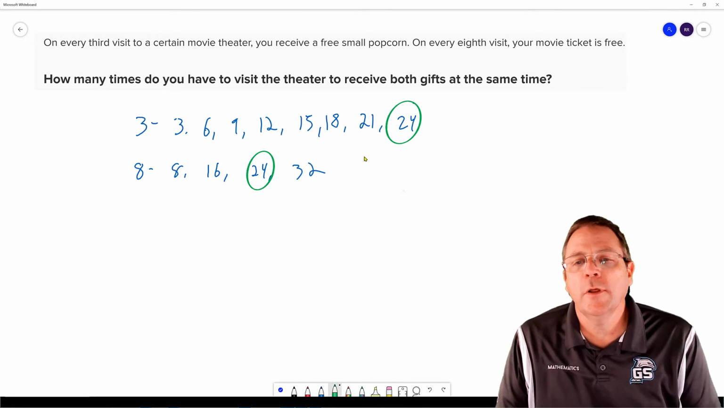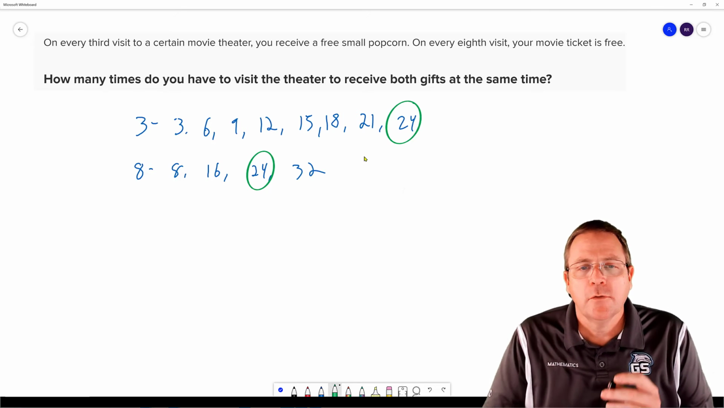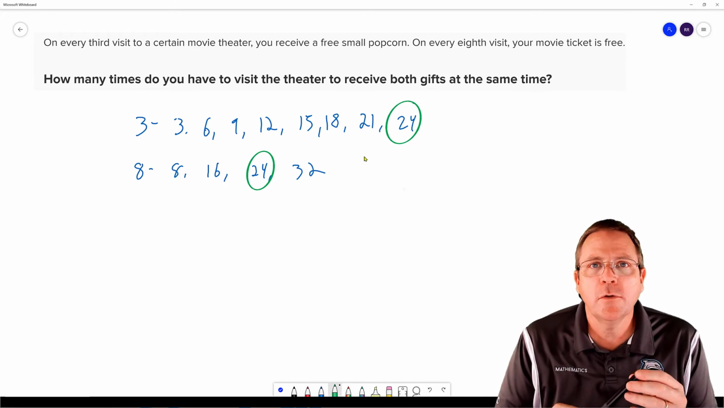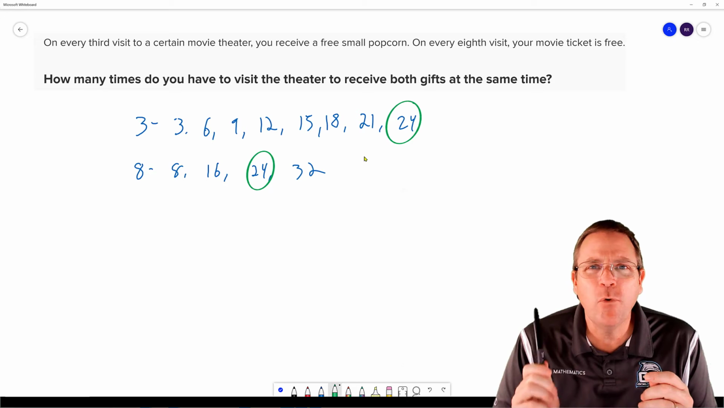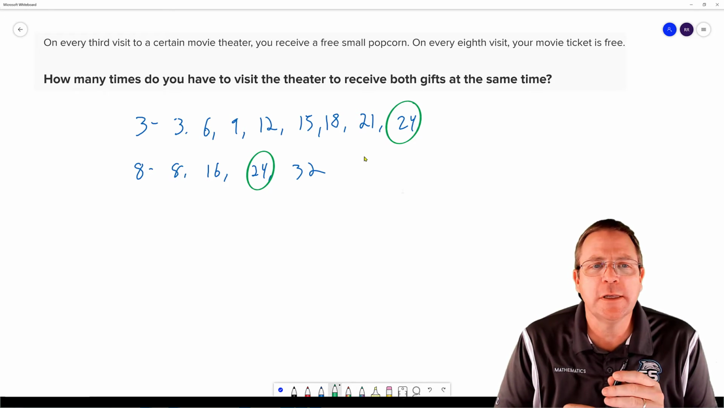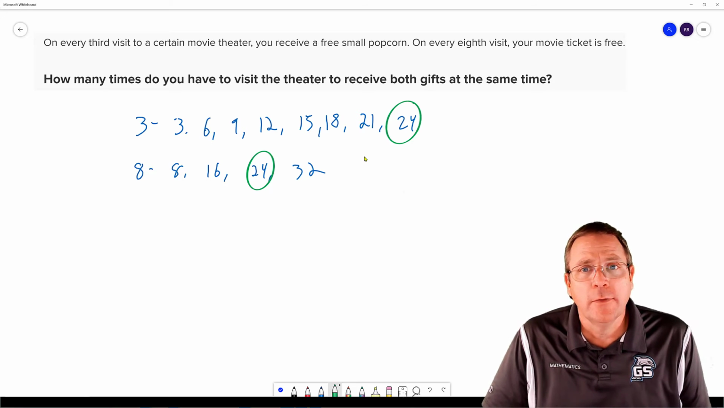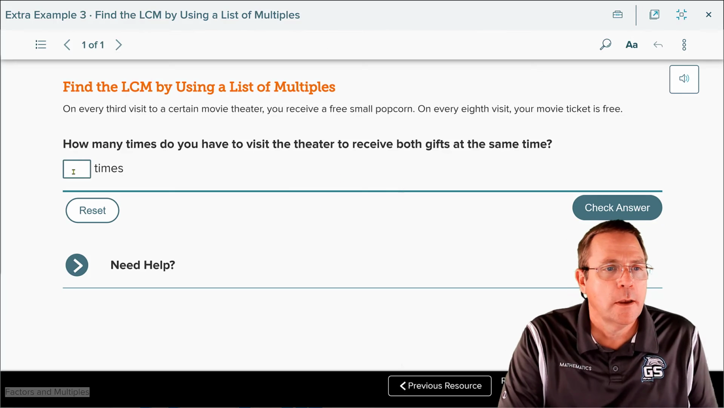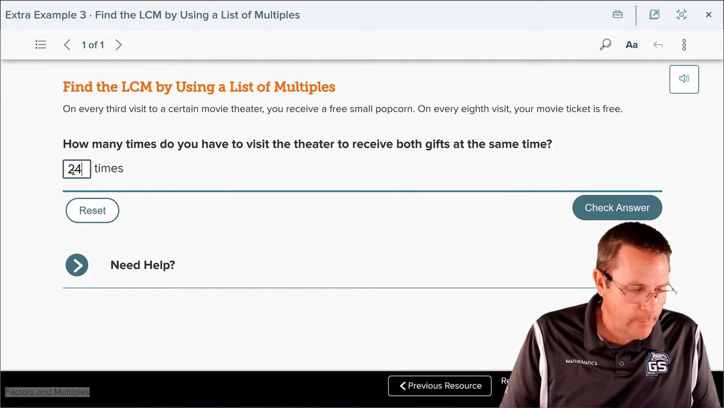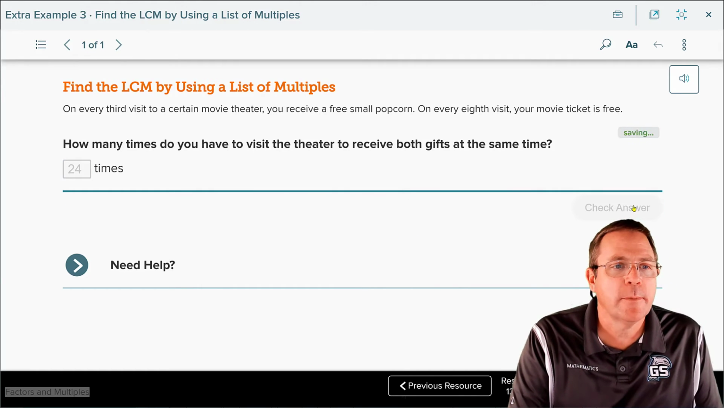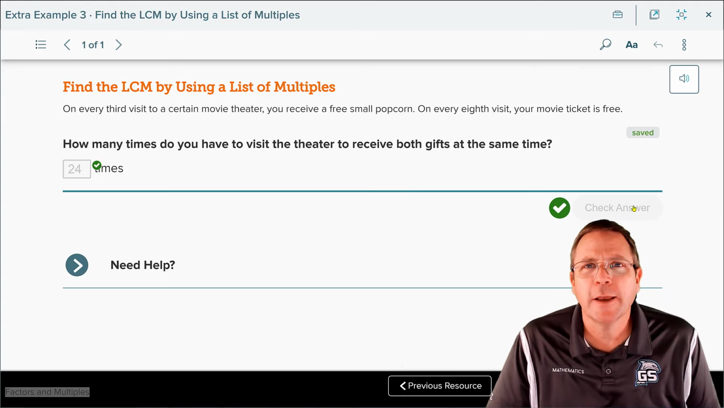24 was the first place that the two numbers collided, so once again they're going to have to go to the movie theater 24 times in order to receive both a free ticket and a free popcorn. There's not that many good movies out there to see. Coming back to our problem, I'm going to type in my 24. I'm going to check my answer. Answer checks. Everything's good.